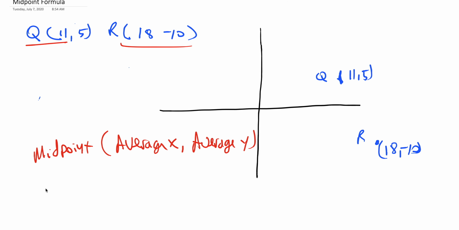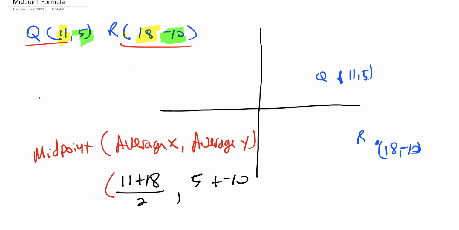All right, so how do you figure out the average x? Okay, we'll do from up here. So look into x values, which are what? 11 and 18, all right. And what do we do from there? 11 plus 18, then do what? Divide by 2. Comma, now what do we do? Okay, so 5. Yep, 5 plus negative 10. I'll just do it like that. Over what? 2. Bam.